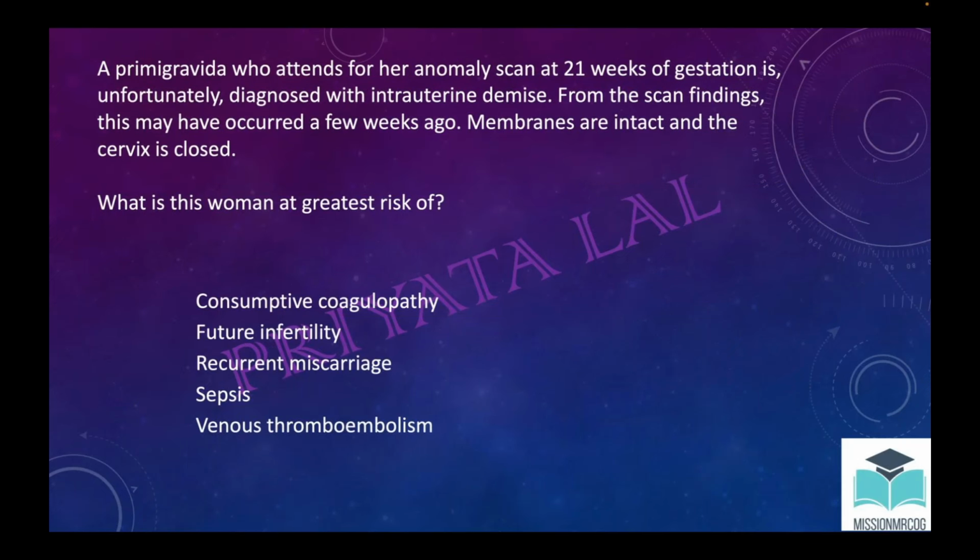Easy one. A primigravida attends an anomaly scan at 21 weeks and is diagnosed with IUFD. Membranes are intact, cervix closed. What is she at greatest risk of? Venous thromboembolism? No, no. What happens? Consumption coagulopathy, DIC develops. So consumption coagulopathy is the answer.